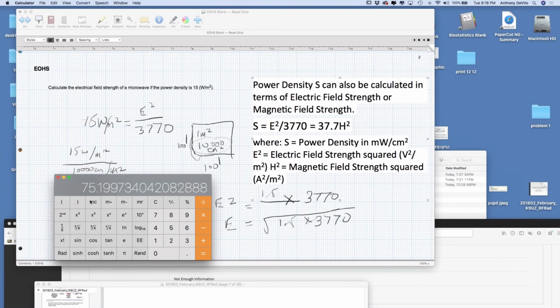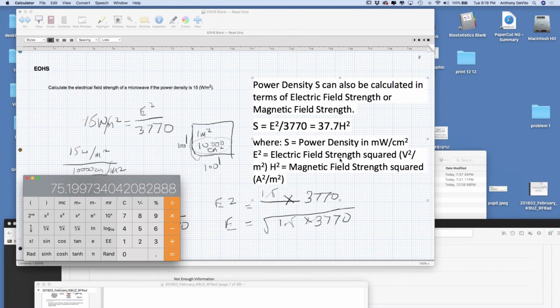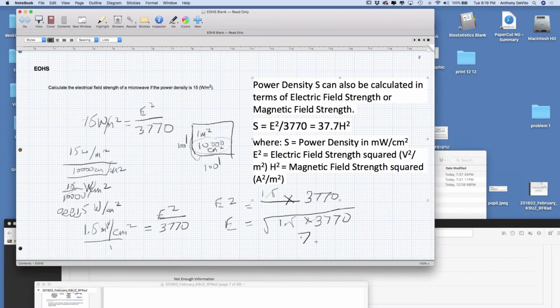So E is equal to 75.2, and what are our units? Well, E squared was volts squared per meter squared, so take the square root of that, it's going to be volts per meter. That's our answer, 75.2 volts per meter.